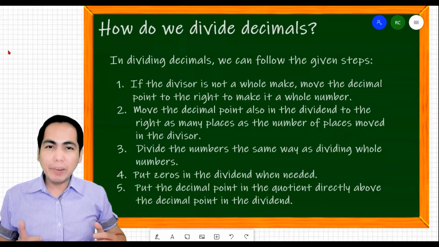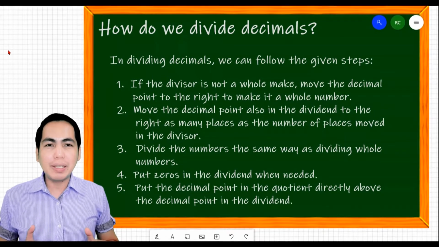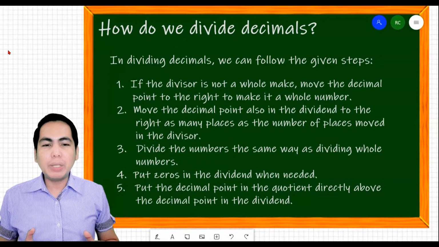So how do we divide decimals? In dividing decimals, we can follow the given steps. Number 1. If the divisor is not a whole number, move the decimal point to the right to make it a whole number. Number 2. Move the decimal point also in the dividend to the right as many places as the number of places moved in the divisor.